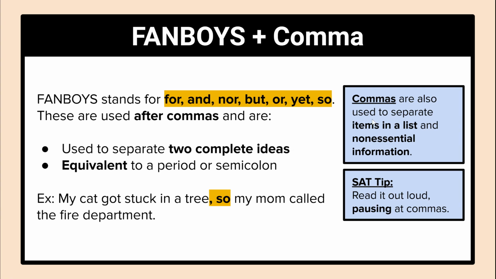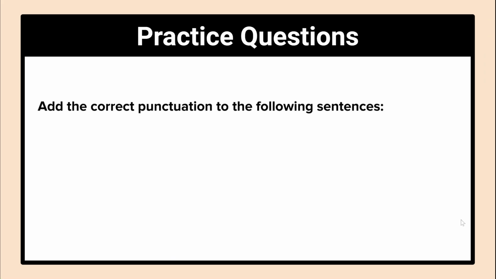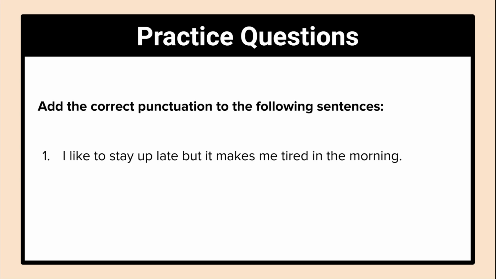Commas are also used to separate items in a list and non-essential information. And this is a tip for you whenever you're taking the SAT. Read it out loud and pause at commas, because that's what you're doing with this one. Remember what you're doing? You're separating two complete ideas, which is essentially a period or semicolon when you use the fanboys after it. They're also used for lists and non-essential information. So now you're going to do some practice questions. You're going to add the correct punctuation to the following sentences.